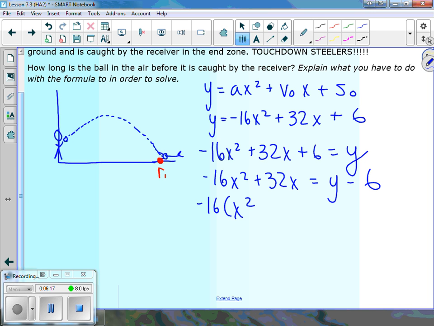X squared minus 2x equals y minus 6. Whoa, notice how this sign changed here. When you factor out a negative 16, positive 32 changes into a negative 2. So be very, very careful when factoring out a negative.